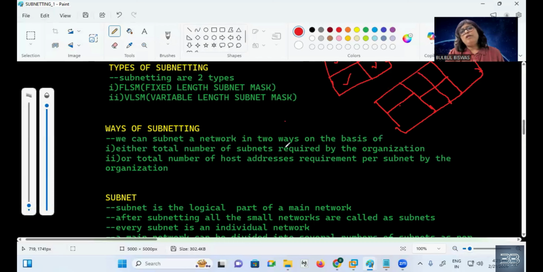That means here when we go for subnetting, we will not follow the same rule that we have done with FLSM. Am I clear? So sometimes the demand may be the number of subnets and sometimes the demand may be the number of hosts per subnet. So that's why I have written over there either the total number of subnets required by the organization or the total number of hosts required per subnet by the organization. Clear? Okay. Now some very common terms I am telling you, that is first subnet.